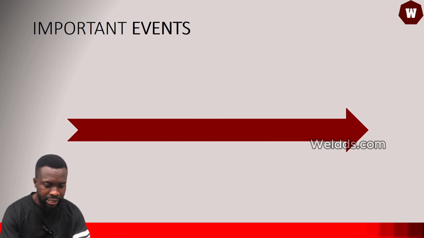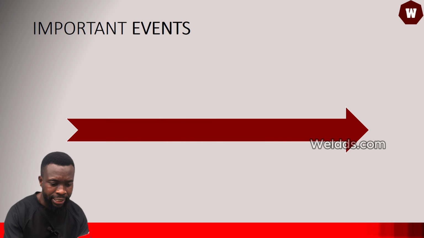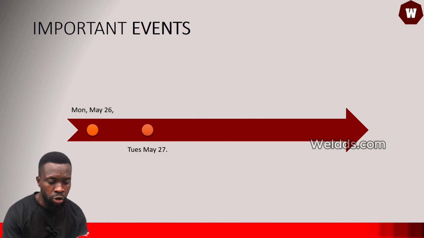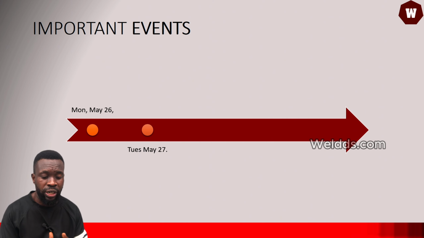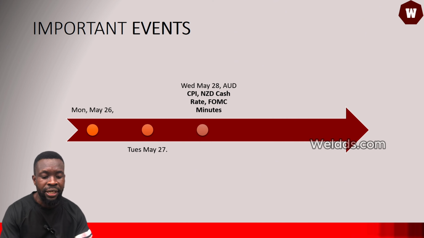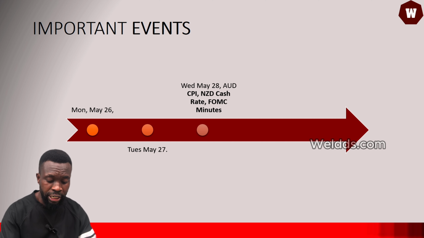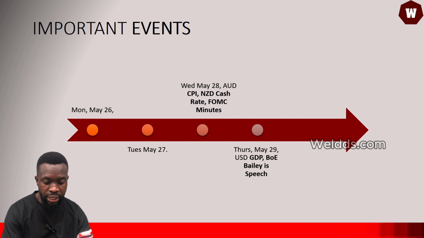What are the events that will cause significant movement in the market? On Monday, May 26, we do not have much economic data coming up. On Tuesday, the market will be slow as well, not much economic data. While on Wednesday, which is the 28th, we have Australian CPI, and then in New Zealand, we'll be seeing their cash rate. The Reserve Bank of New Zealand is expected to cut interest rate. Then on that same Wednesday, we'll be looking at the Federal Open Market Committee minutes. Okay, the minutes will tell us what the Federal Reserve might be doing when it comes to expectation of rate cuts. And then on Thursday, what will move the market is US preliminary GDP.